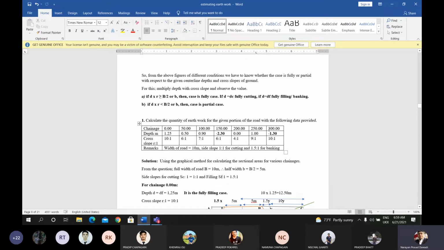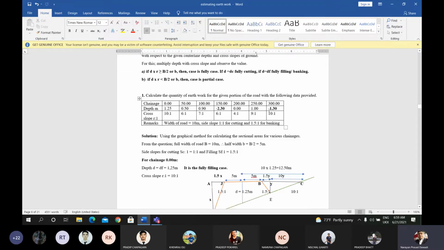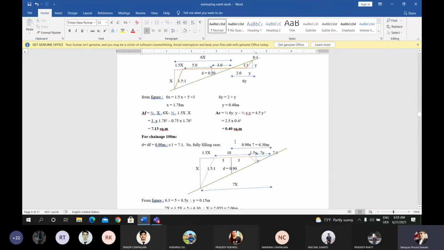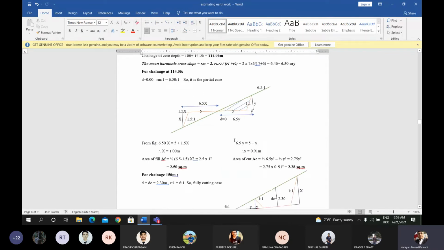To calculate the zero depth we use the same rule of similar triangles. The horizontal distance is 50 meter, and 1 meter of filling and 1.5 meter of cutting. Join the tips of the exposed surface with the drawn lines, and you will get the double triangle and find the value of chainage. And the mean harmonic slope is calculated as 2 into 9 into 10 divided by 9 plus 10. Okay, I will get the value of mean harmonic slope for that zero depth chainage.